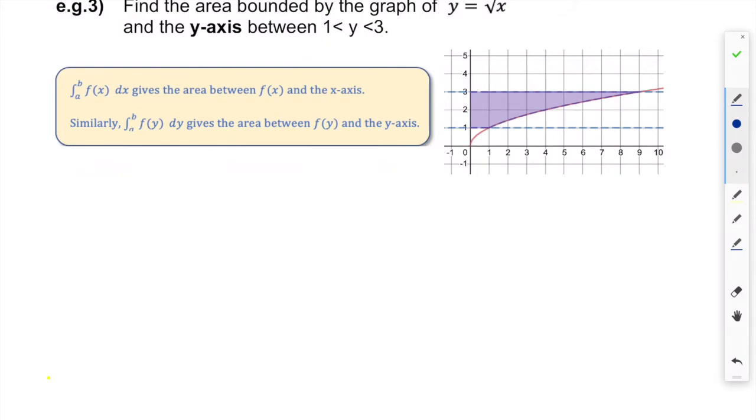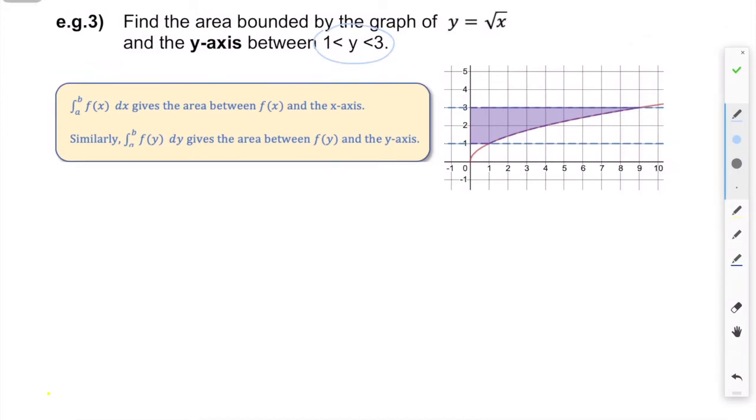Question 3. Find the area bounded by the graph of y equals the square root of x and the y-axis between 1 to 3 on the y-axis. So we have to be very careful when we read our questions. Notice how this time we're actually finding the area between the graph and the y-axis at 2 different levels of y. We just have to make one slight adjustment here.